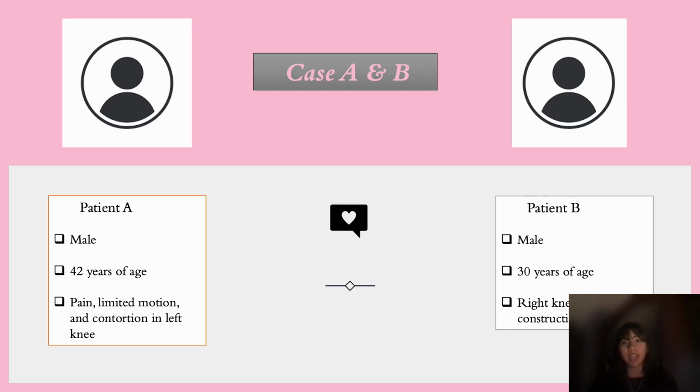And then for patient A, it is a 42-year-old man who has pain, deformity, and little movement in his left knee. Patient B is a 30-year-old man who is an immigrant from South Sudan, and he came to the department due to a construction accident. He has right knee pain. X-rays show abrasions and joint effusion.